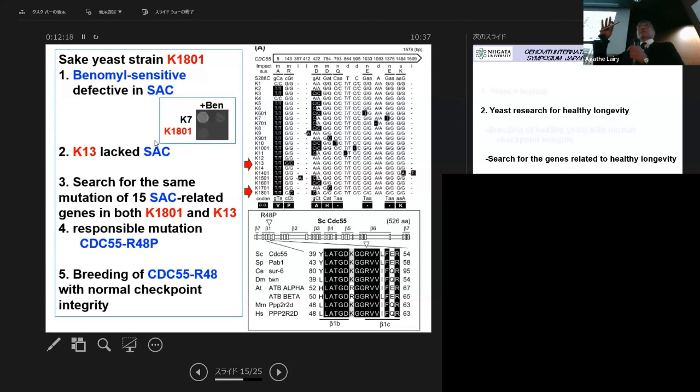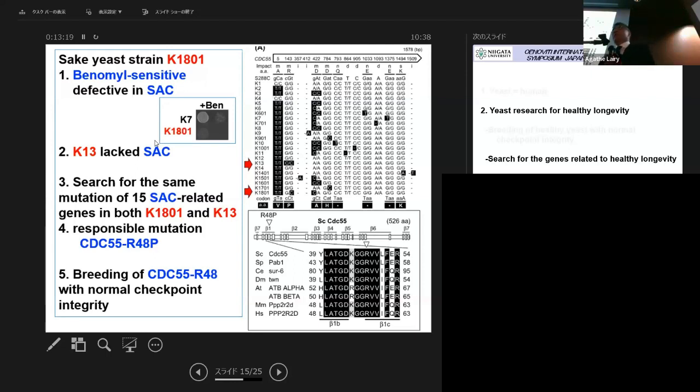At first, we examined the checkpoint function of these kinds of sake yeast strains. We found that the K13 strain also showed the benomyl sensitive phenotype, meaning a spindle assembly checkpoint defect phenotype. So we searched for the same mutation in 15 SAC related genes in both K801 and K13. And we found the responsible mutation, CDC55 R48F. This mutation is responsible for the SAC defect. CDC55 is a protein phosphatase 2A regulatory subunit and is important for SAC function. This mutation site is located in an evolutionarily conserved region of CDC55.